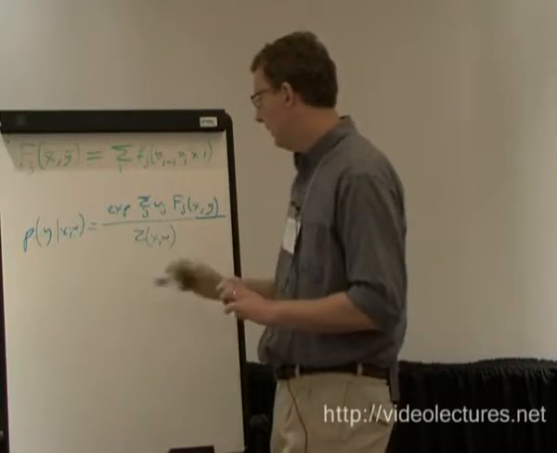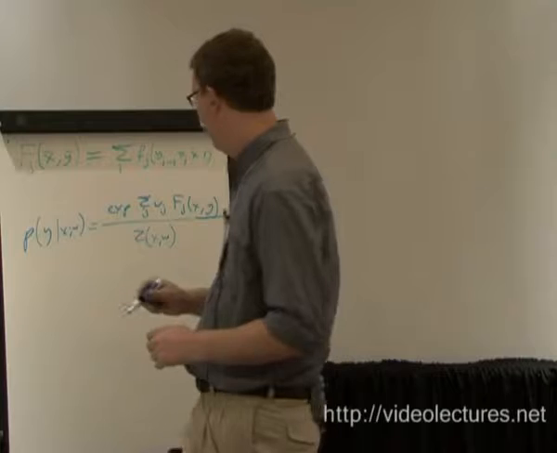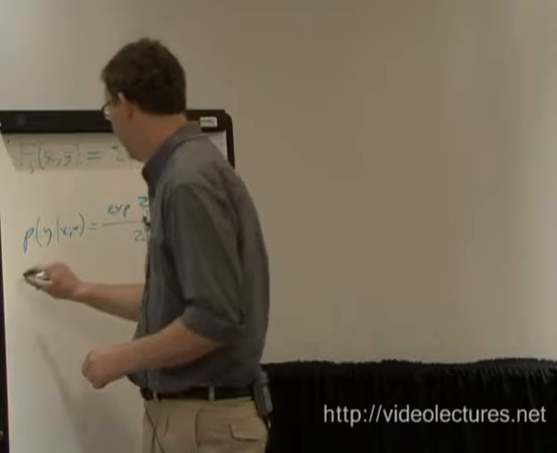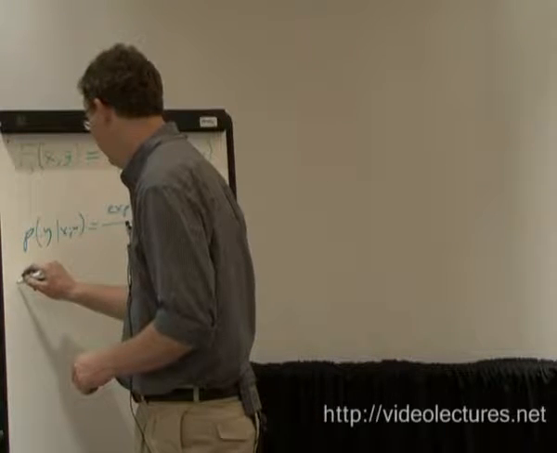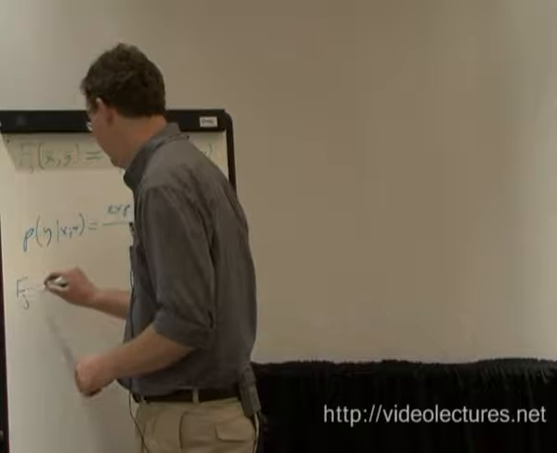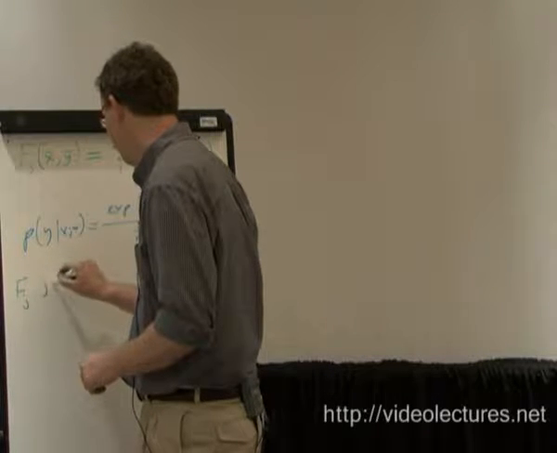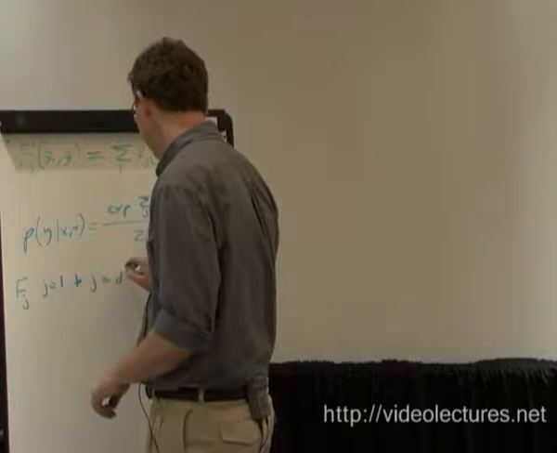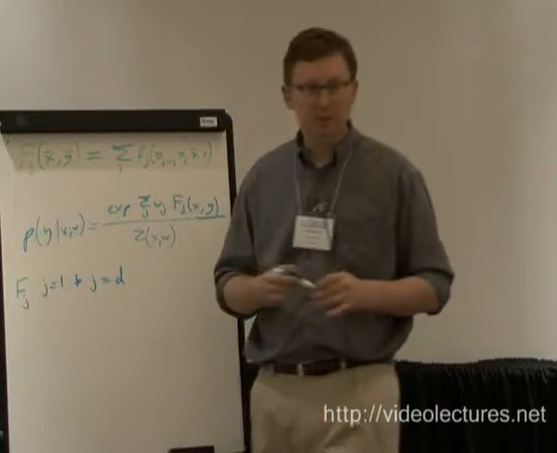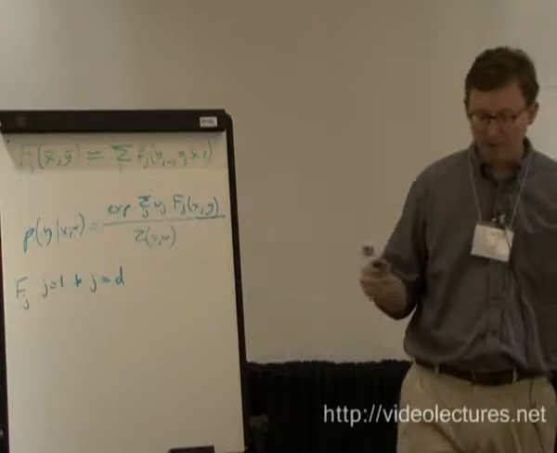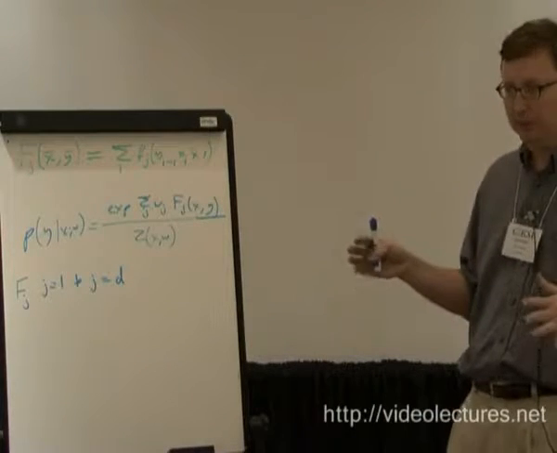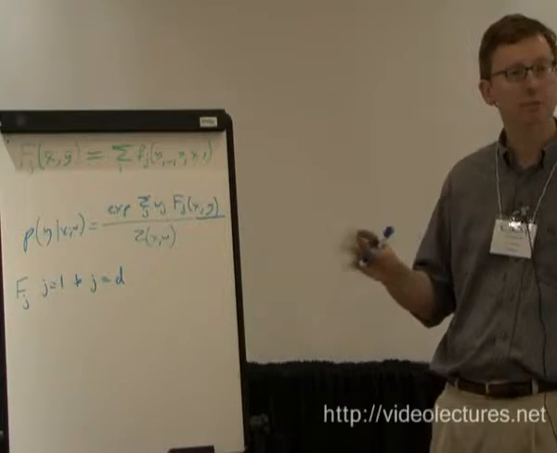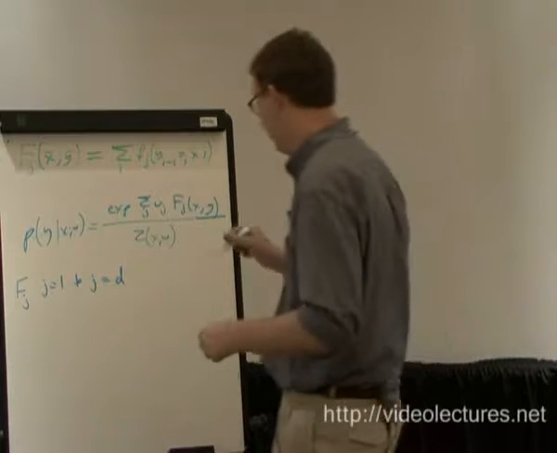Let me ask another question. So the fj set, so it's fj for j equals 1 to j equals d. So if I want to talk about the dimensionality of the problem here, the dimensionality is the number of feature functions. And d is fixed.